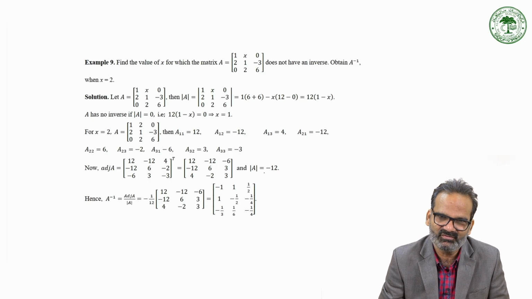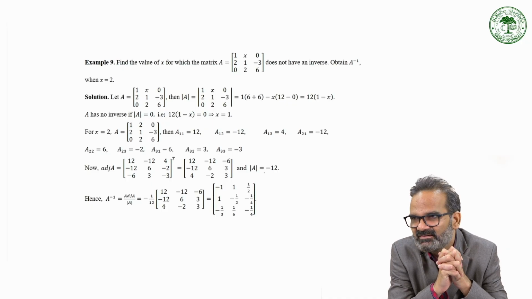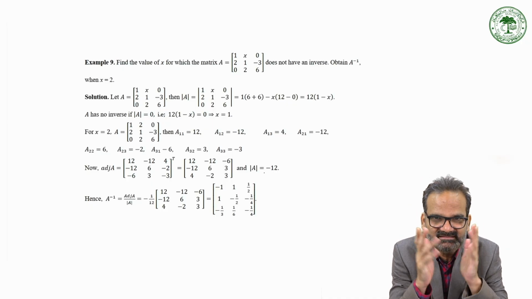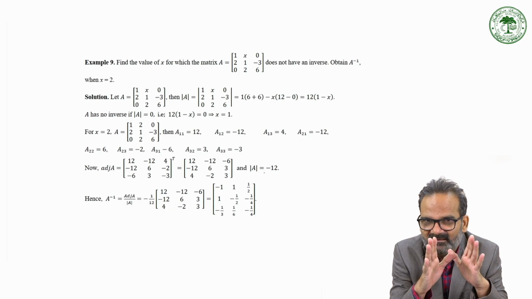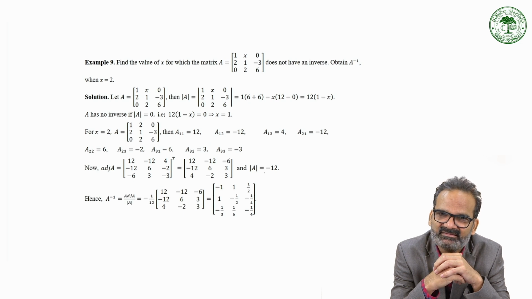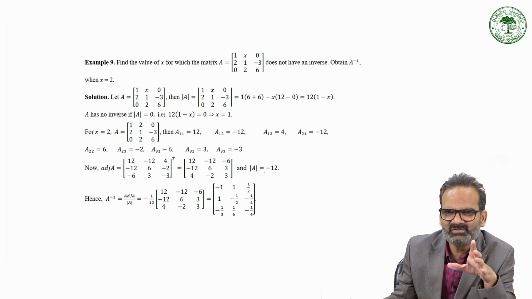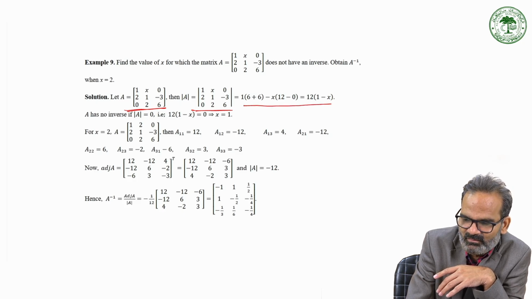Find the value of x for which this matrix doesn't have an inverse. You know, the matrix doesn't have its inverse if it's singular, means its determinant is equal to 0, right? The matrices don't have inverses if their determinants are 0. So what you will do, this is the matrix, write down its determinant, and this determinant must be equal to 0. Its determinant is coming out to be this.